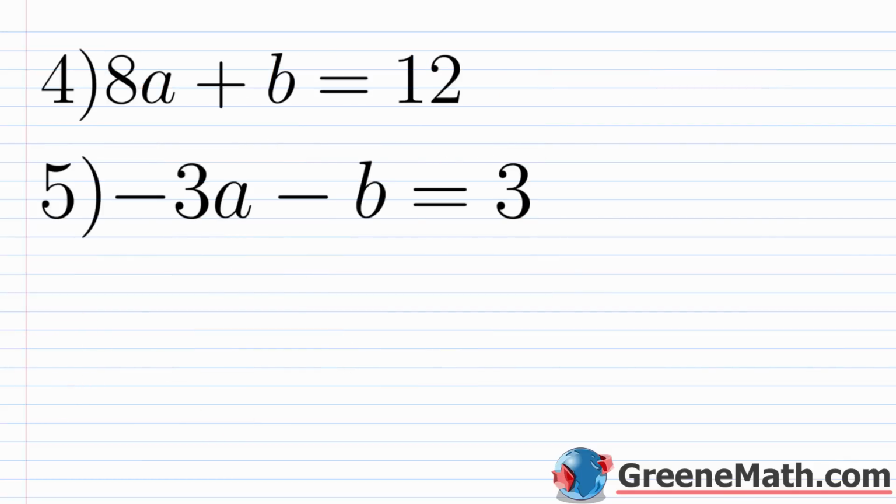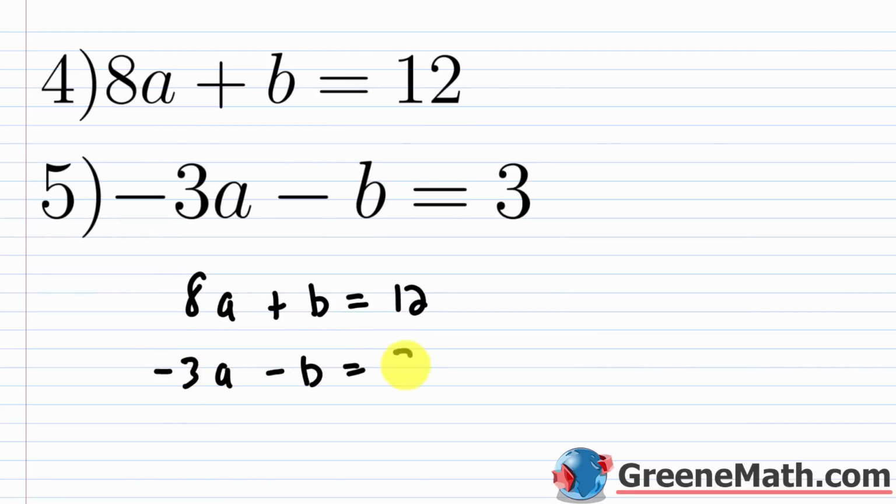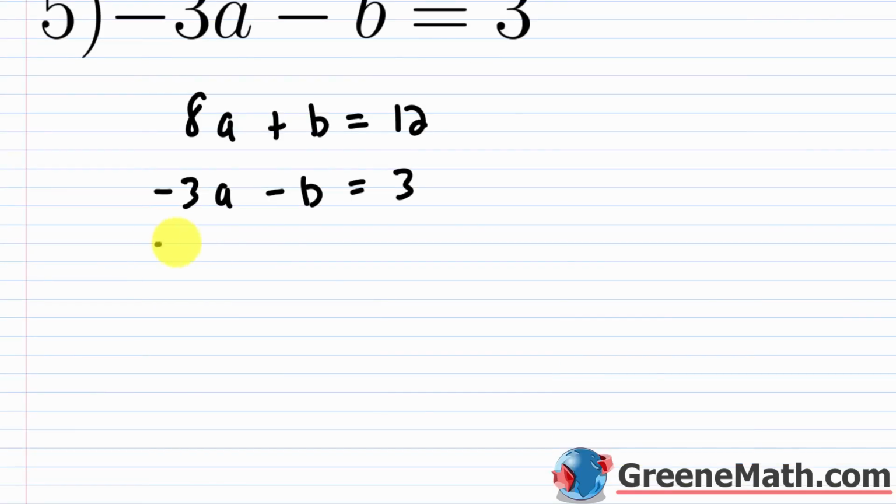All right, now that we have our equations 4 and 5, again, we can solve for either a or b. Obviously, it's set up to where we can solve for a. So let's just add these guys together. Let me just rewrite this down here. So 8a plus b is equal to 12. And then we have negative 3a minus b is equal to 3. Let me fix that. Slide down a little bit. And we'll say 8a minus 3a, that's going to be 5a.